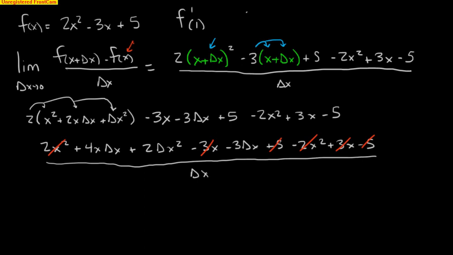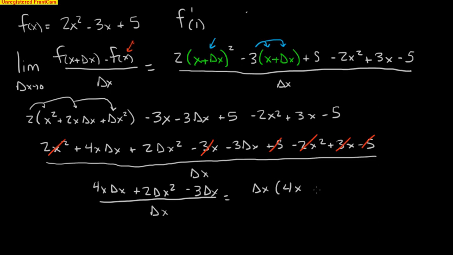Okay, now what's next? We've got to make sure that everything left over has a delta x, and it does. The reason is that every term in the numerator has a delta x, and we want to factor that out. So we take out a delta x, and we're left with 4x plus 2 delta x minus 3. We take out that delta x because we want it to cancel with the denominator.